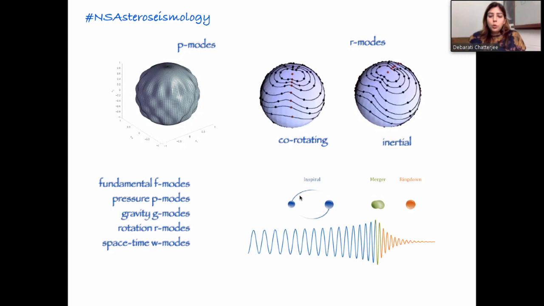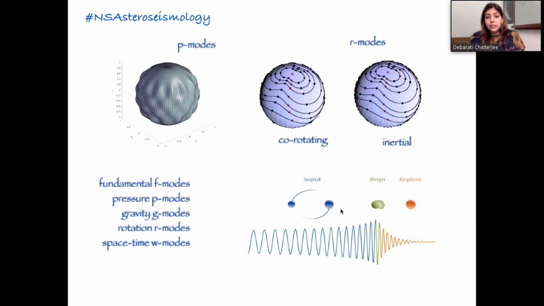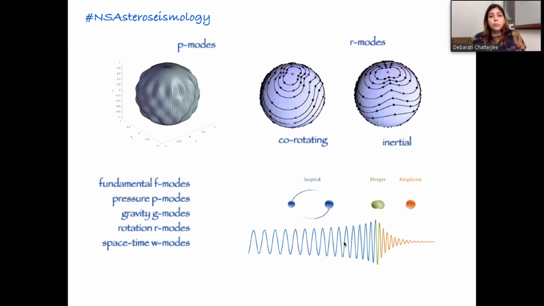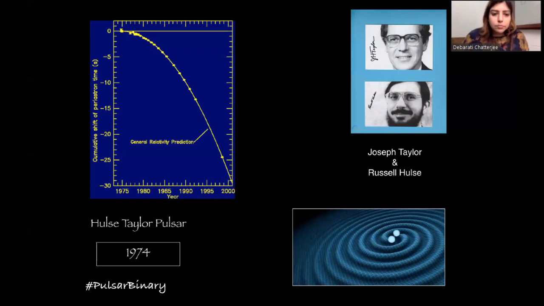So of course, if we can detect gravitational waves from isolated neutron stars, they would give us a lot of information, but we can also try to extract information from neutron star binaries. So let's look at what observations of neutron star binaries tell us.